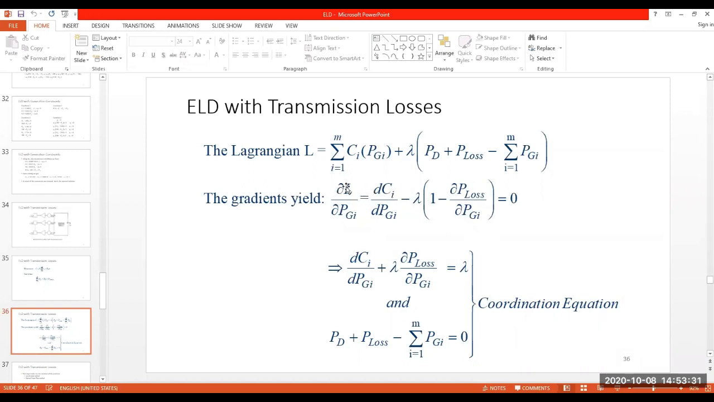So simply you take the gradient and you equate it to zero. This is the first order necessary condition for obtaining a minimum, or sorry, an optimum. Then if I keep on manipulating these equations, I get dCi over dPgi, and I take the lambda here. There will be a minus lambda here, and the second portion will become positive. So I have lambda multiplied by the partial derivative of P loss, and that will become positive here, and then this lambda would be taken to the other side.